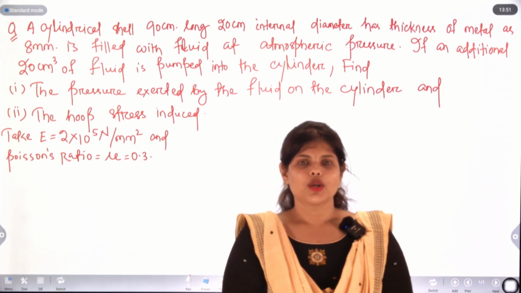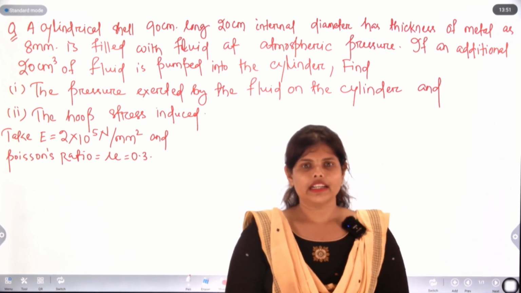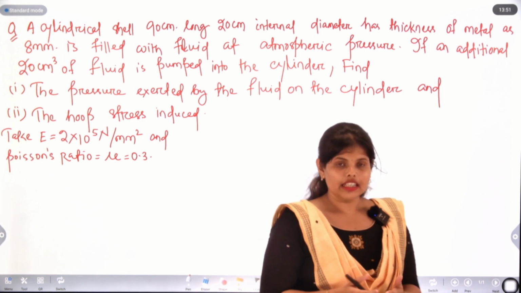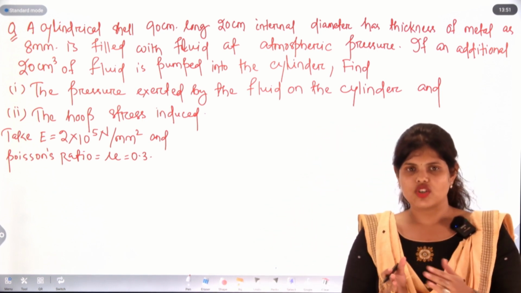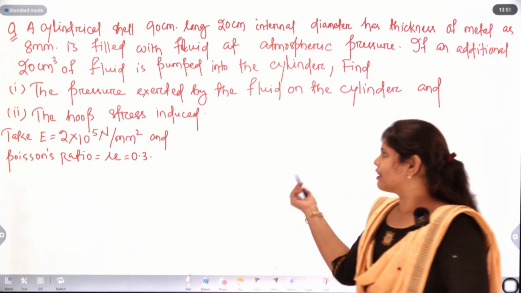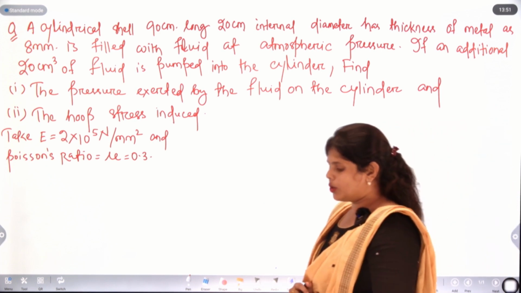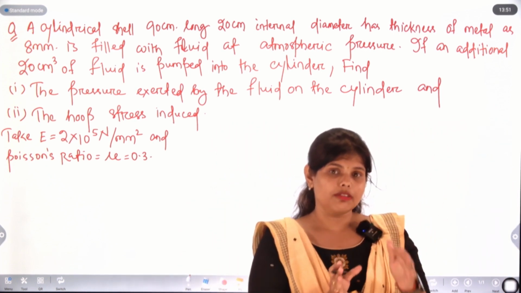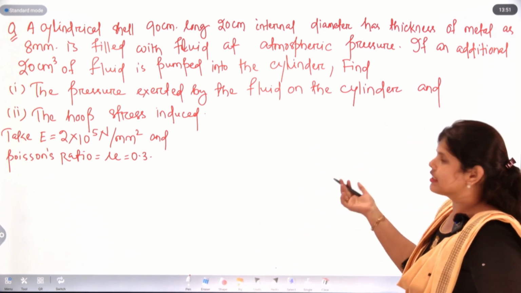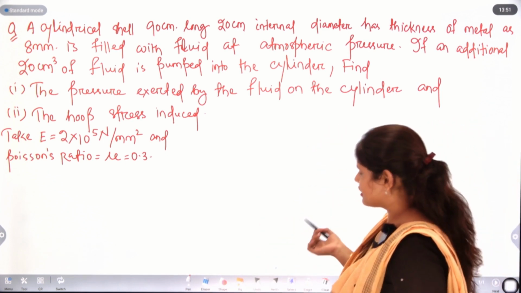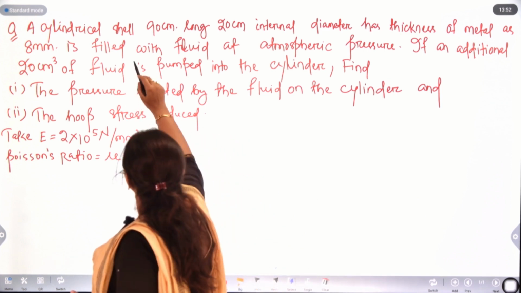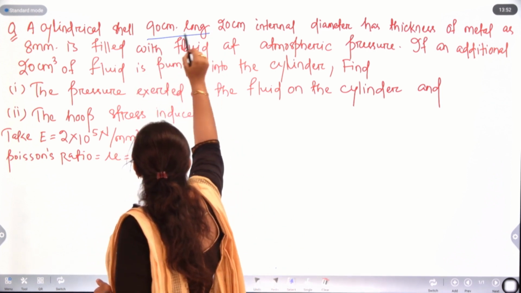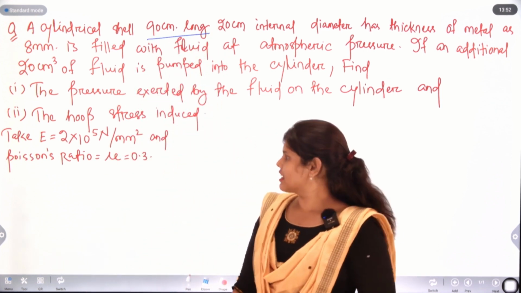In this class, we will solve one different kind of numerical where our volume is changed, but we need to calculate the pressure. So, before going to solve the problem, we need to understand the question, what the question is giving us. Like a cylindrical shell, the length is given here, that is 90 centimeter.